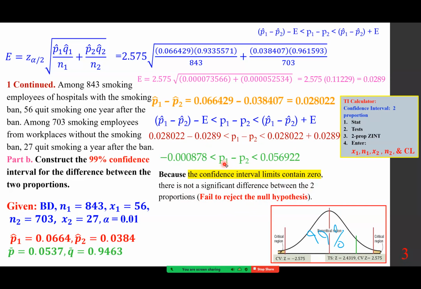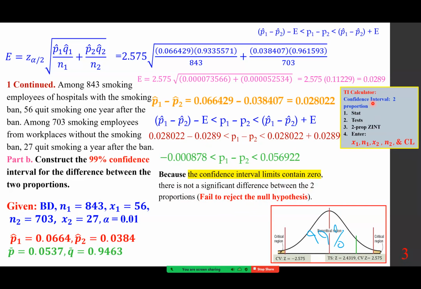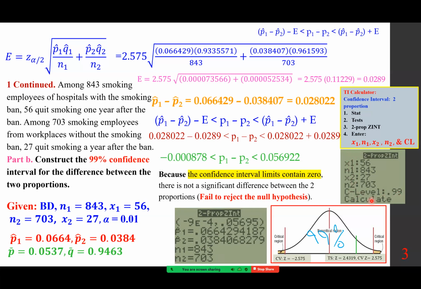Now, as far as the technology is concerned, we are going to go with the confidence interval of two proportions. And we're going to input x sub 1, n sub 1, x sub 2, n sub 2. The C level is 0.99 or 99%. When we do the calculation, this is what we end up with. And you notice this is what we want. If you look at this number, it means negative 9 times 10 to the power minus 4. This one, if you look at this one, 0.0569, then this is 5, this is 2.